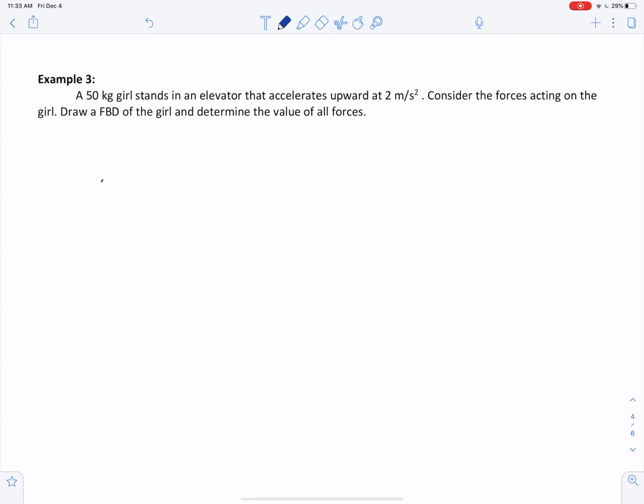So let's draw the girl. Here she is. She's standing in an elevator, but I'm not going to draw the elevator because it says consider the forces acting on the girl. I could draw a free body diagram of the elevator, but that would be a different interaction. I want to focus on just what's pushing and pulling on the girl.